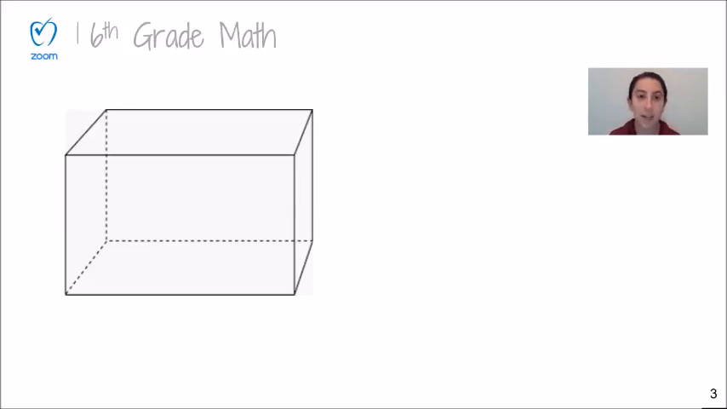Any 3D shape has 3 dimensions: length, width, and height. And you know from your work in volume how to measure the length, width, and height of this shape. Now, this is called a rectangular prism because all of the faces on this shape are rectangles. This also has 2 bases. We see the base on our bottom, and there's a parallel base on the top.